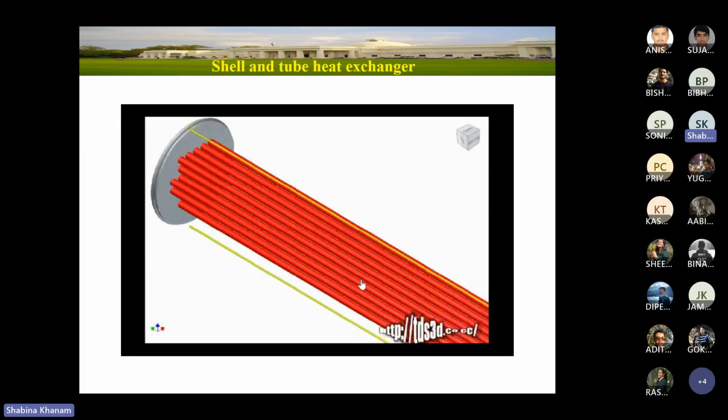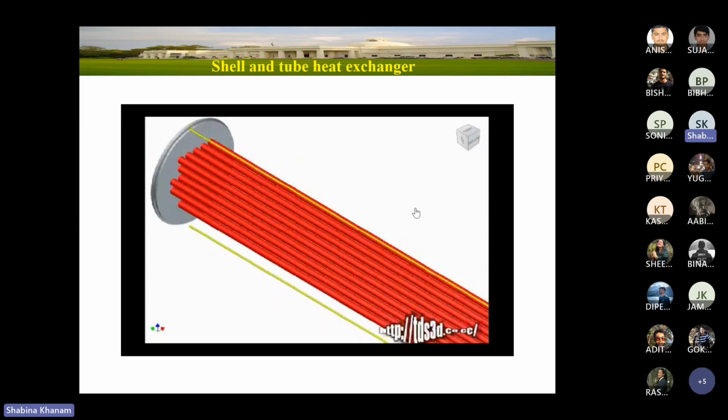Okay, so all tubes are inserted in the tube sheet. Only one side tube sheet is available. And if you observe these yellow bars, this is not a tube, this is a solid bar. I think bar is the right word for this. So these yellow bars are called tie rods. We will discuss how to choose the correct number of these.